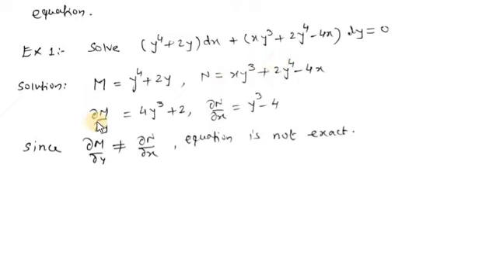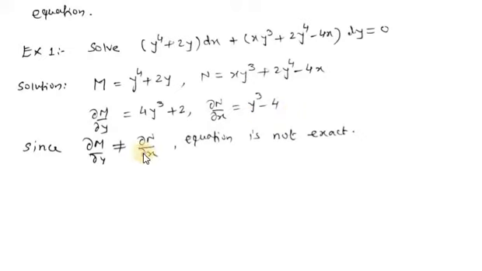Now del m by del y is the partial derivative of m with respect to y. The derivative of y raised to 4 is 4y cube, and plus 2y is plus 2. Now the partial derivative of n with respect to x, del n by del x: the derivative of x is 1, y cube is constant, and plus 2y raised to 4 is a function of y, so its derivative is 0, minus 4 as it is, and the derivative of x is 1.